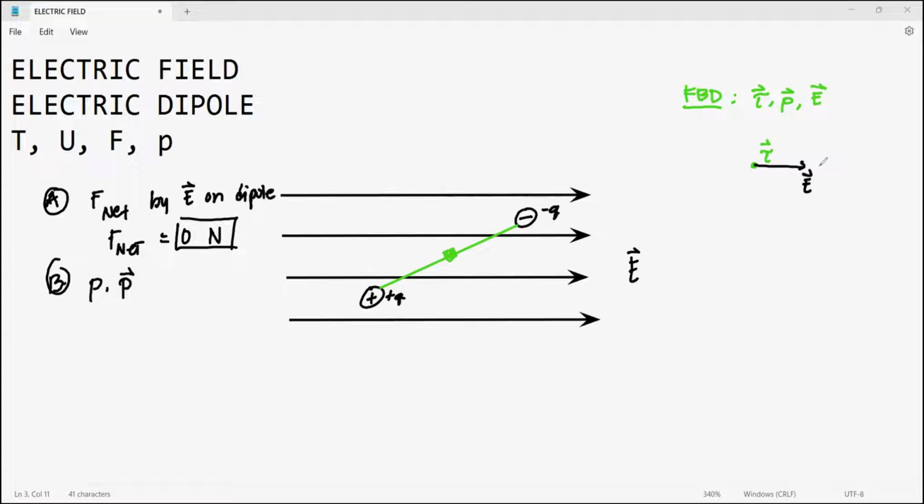And if we look at the charges, we defined electric dipole moment in terms of the direction being from negative to positive. So if that's the case, then the electric dipole moment is actually this. Then it would look quite similar to my free body diagram that I'm showing you right now. So our free body diagram consists of three things: our tau, our P, electric dipole moment, and our electric field.